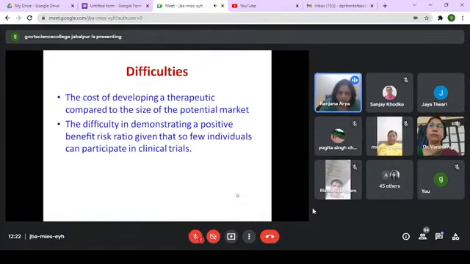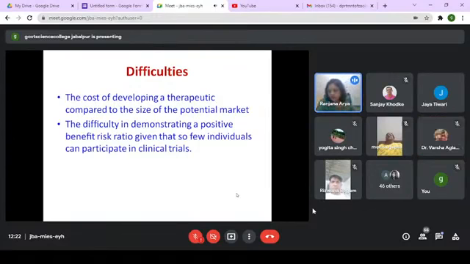So these difficulties, the cost of developing a therapeutic compared to the size of the potential market, have been a challenge for many research scientists to enter into the study of rare diseases. You have to really convince them that there is a positive benefit-risk ratio, given that so few individuals can participate in the clinical trial. So we really want to convince the people in science that there is a potential benefit.